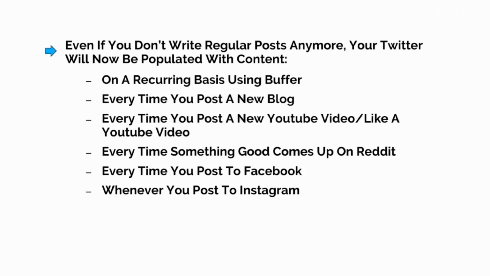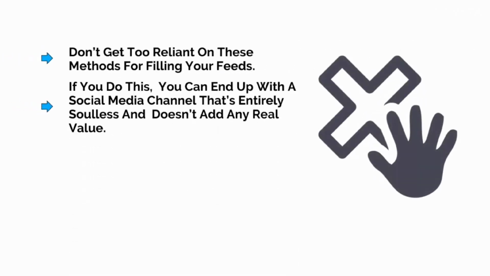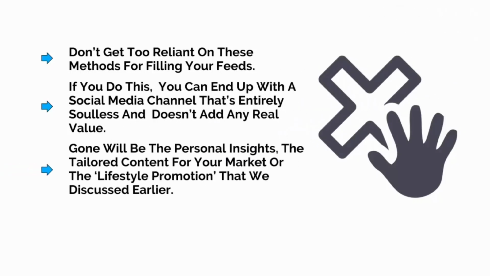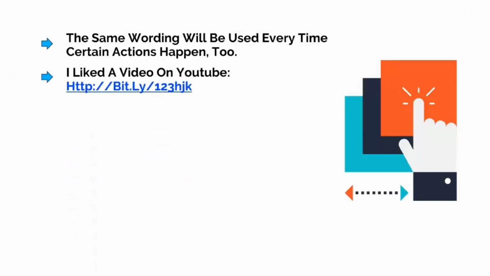Now that's a lot of auto-generated content and a lot of time saved, and generally a great way to maximize your ROI for the time that you're putting in. But don't get too reliant on these methods for filling your needs. If you do this, you can end up with a social media channel that's entirely soulless and doesn't add any real value. Gone will be the personal insights, the tailored content to your market, or the lifestyle promotion that we discussed earlier. The same wording will be used every time for certain actions too. For example, I liked a video on YouTube, and then you have the URL.